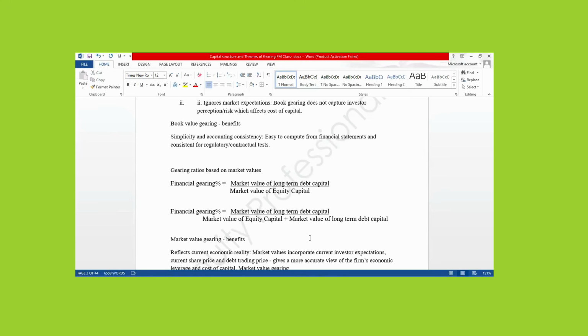Please note, preference shares is classified as part of debt, long-term debt.